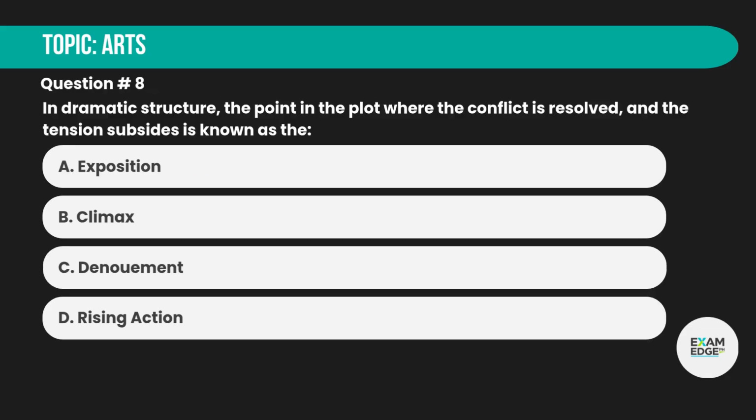Question number 8. In dramatic structure, the point in the plot where the conflict is resolved and the tension subsides is known as: A. Exposition. B. Climax. C. Denouement. D. Rising action.